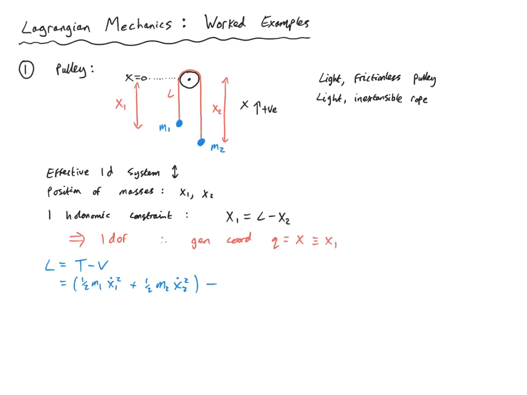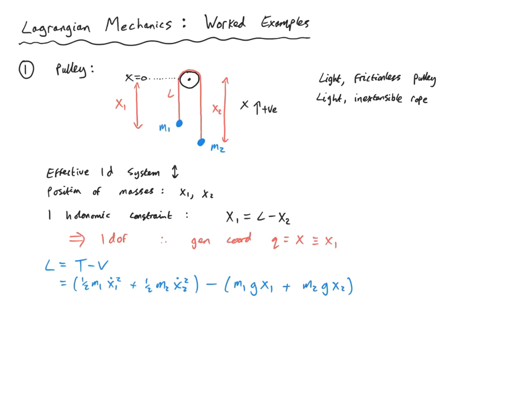And the potential is going to be the potential due to gravity. For mass number 1, it's just m1 times g times x1. So it's just the mass times the gravitational constant g times the displacement x1. And what about for mass number 2? Very similarly, m2 g x2. So it's extremely simple when written in terms of the corresponding coordinates for the particles 1 and 2.